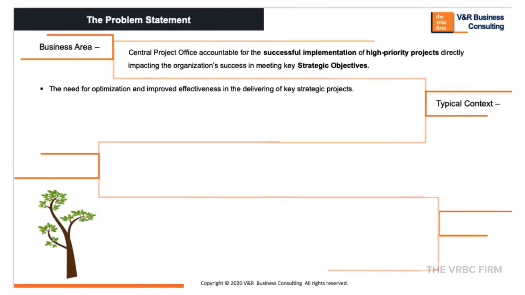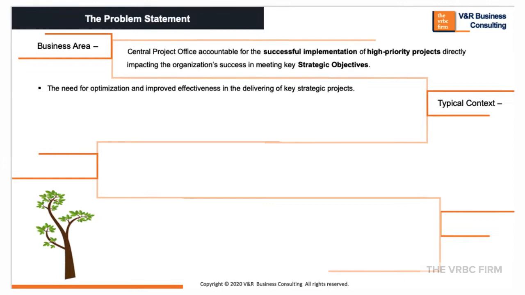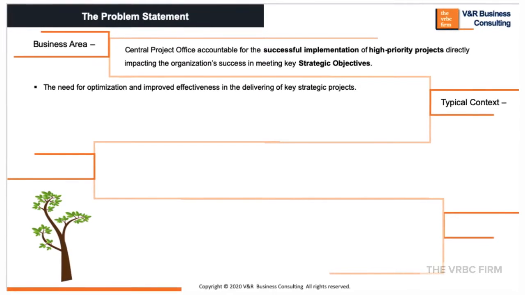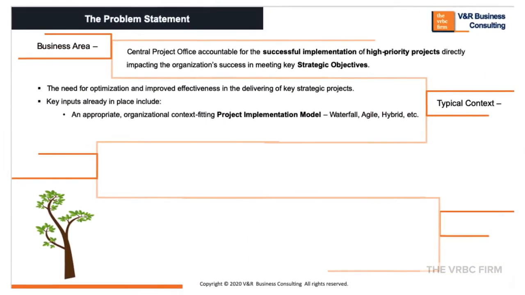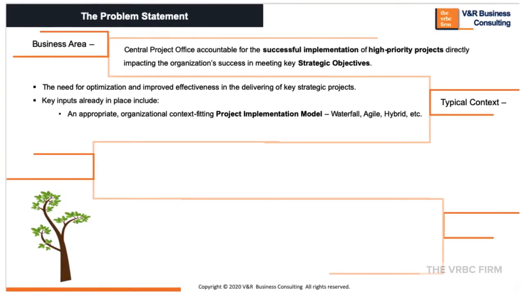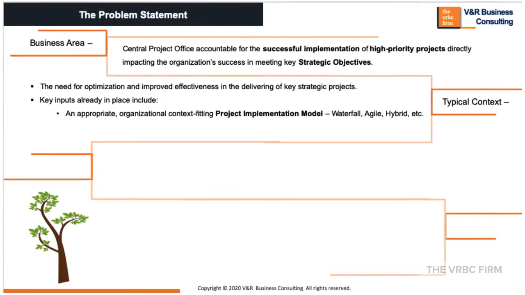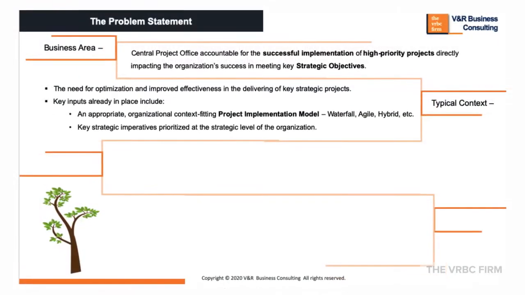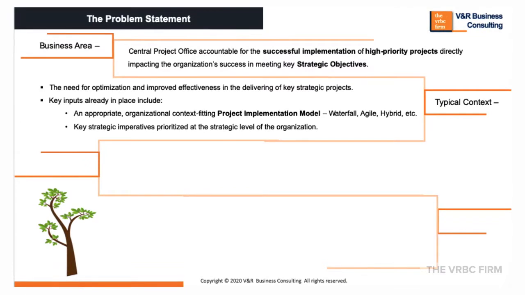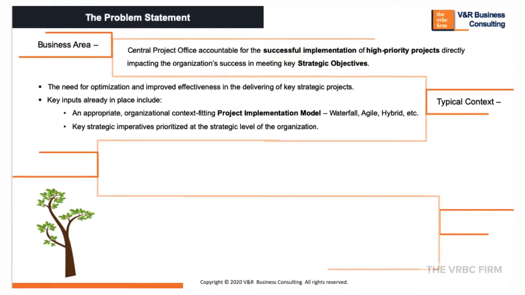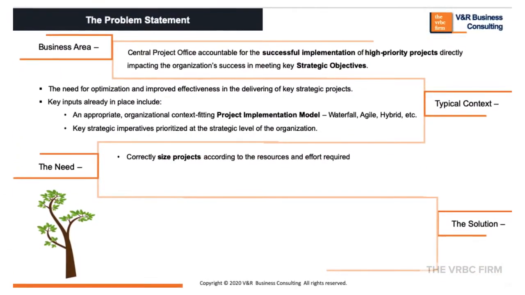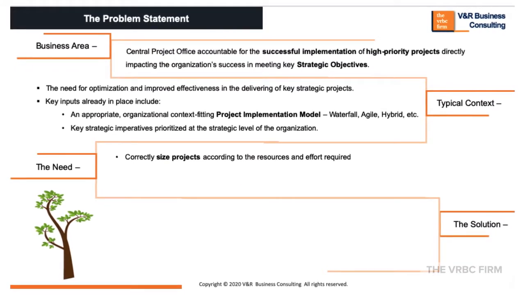The main KPI of this office could be to optimize project delivery and the resultant value for all key projects across the organization. To be able to deliver on this mandate, the key inputs include a project implementation model signed off by key project delivery stakeholders within the organization, as well as the key organizational strategic KPIs for the period. The need being addressed is as detailed by the given points.